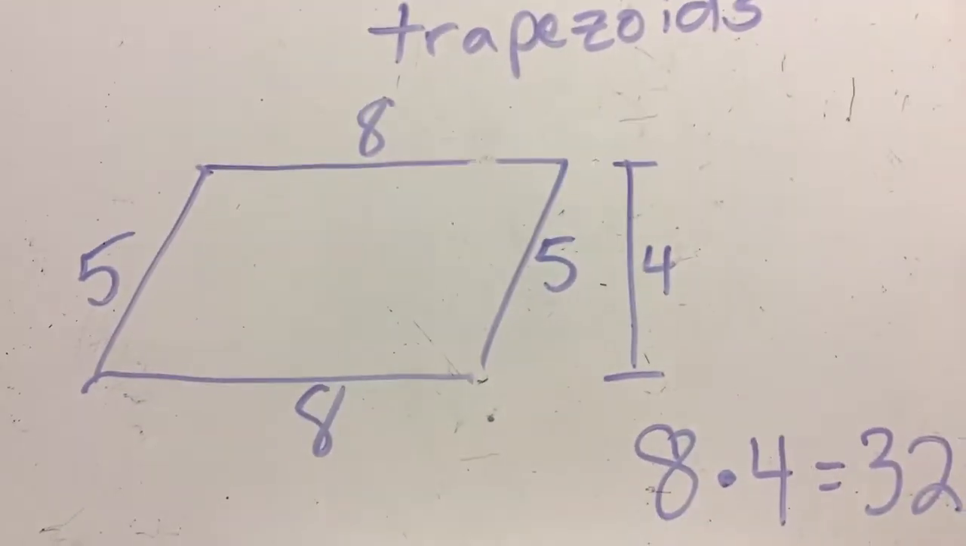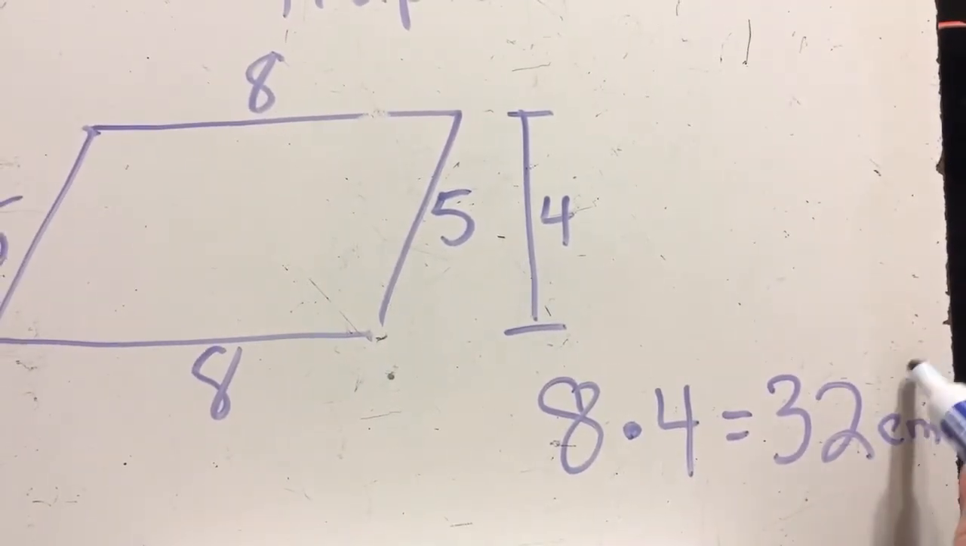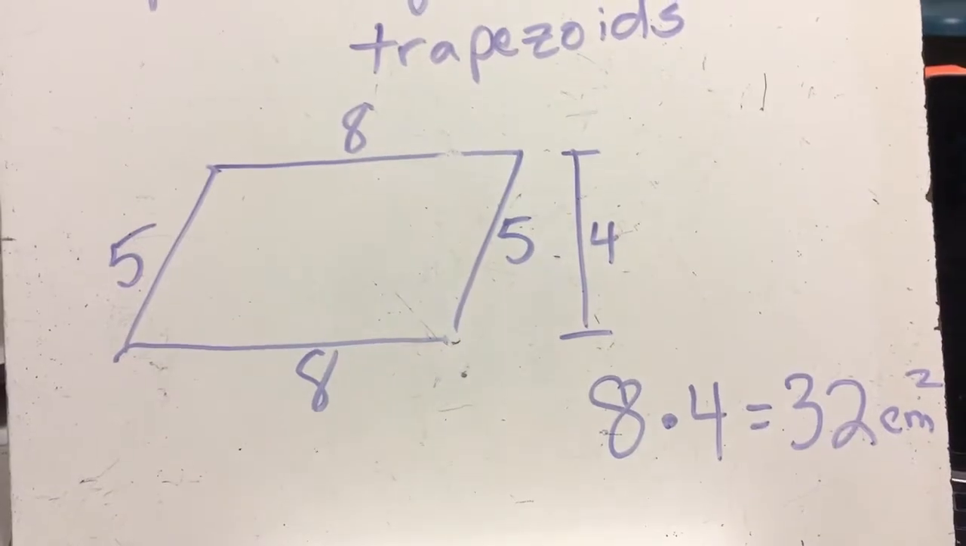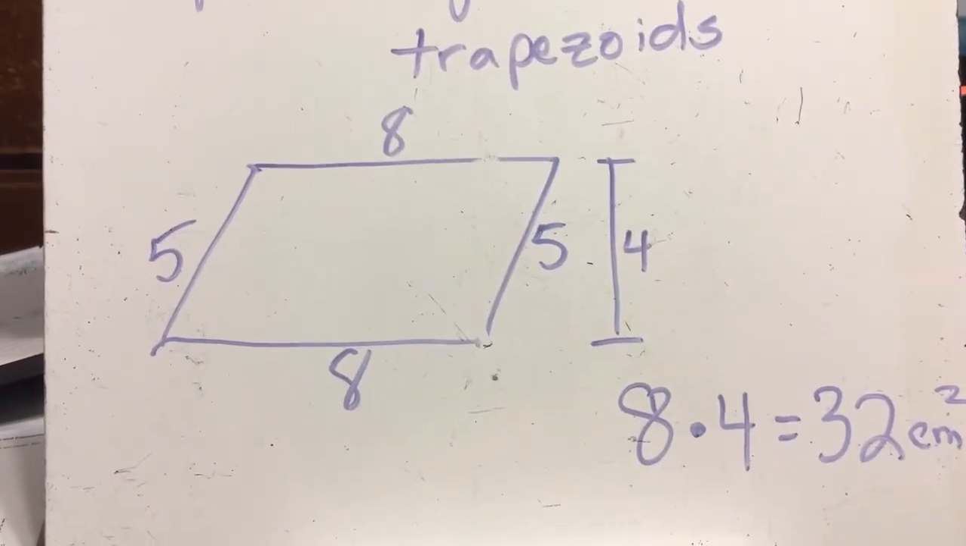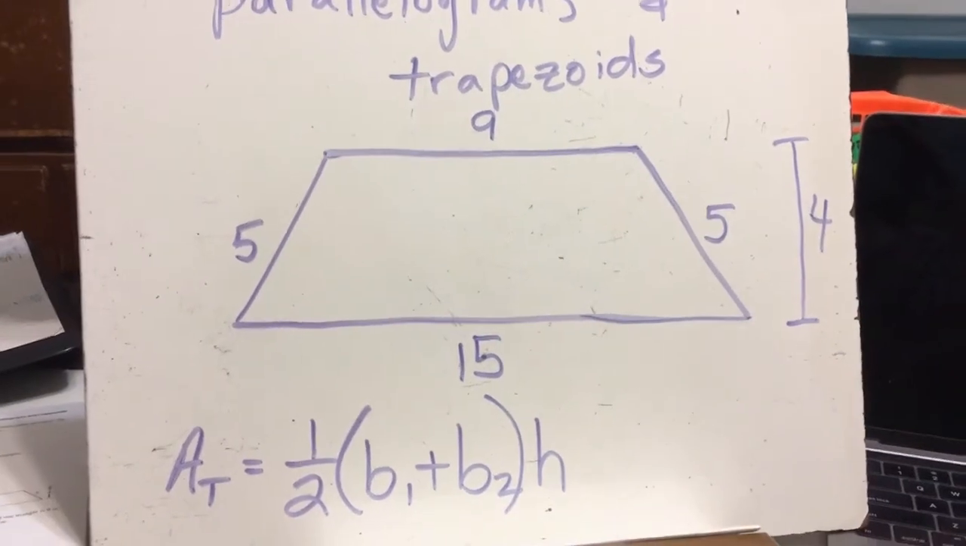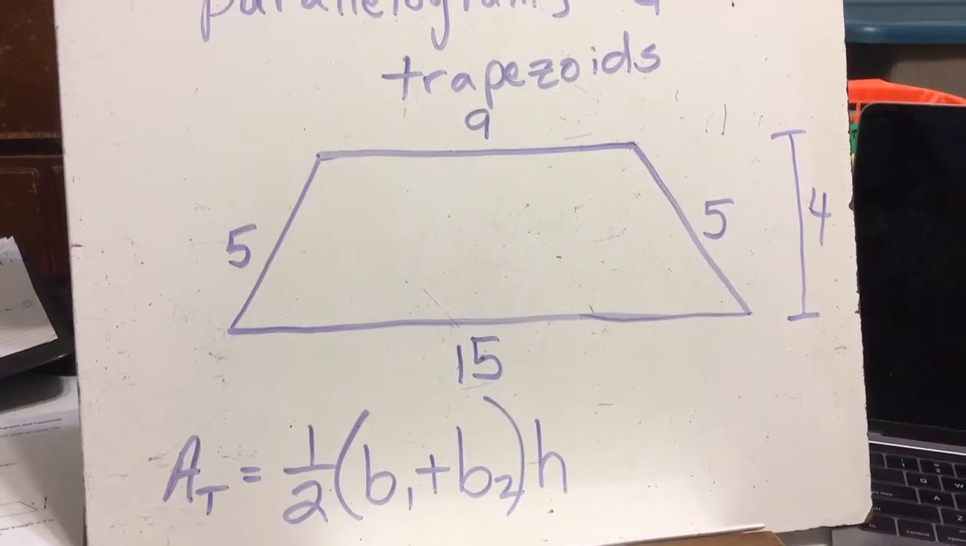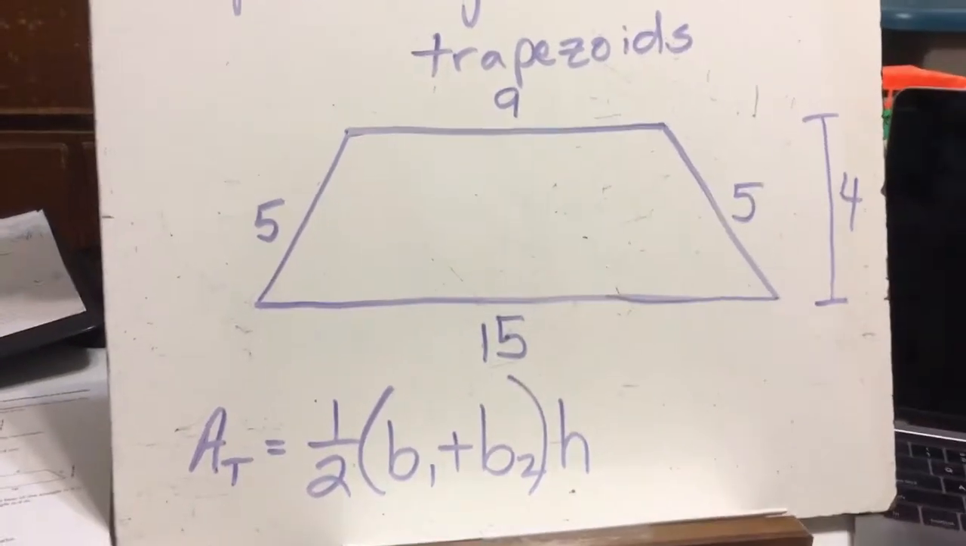And this one they said the units are in centimeters. So that's going to be centimeters squared. And that is all there is to parallelograms. Okay, so here we're talking about trapezoids. And the trapezoid is the last example in the book. Now I'm going to do this trapezoid two ways.